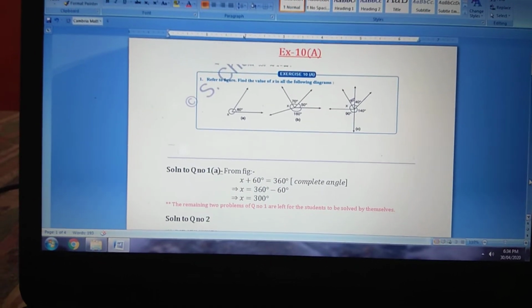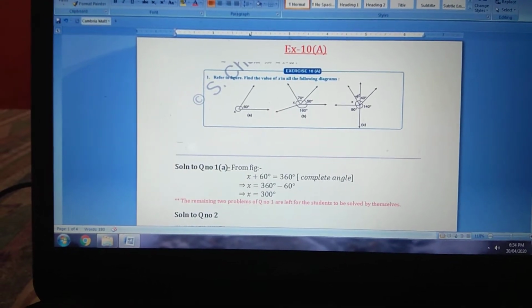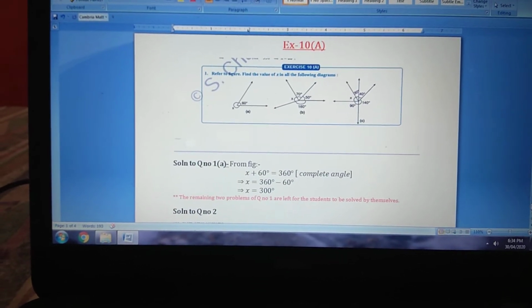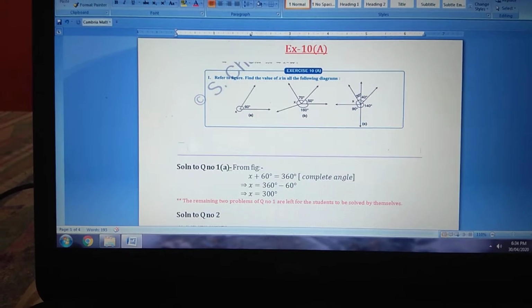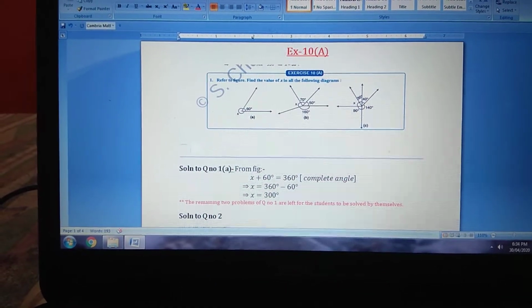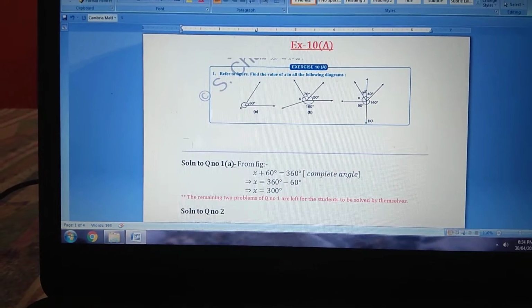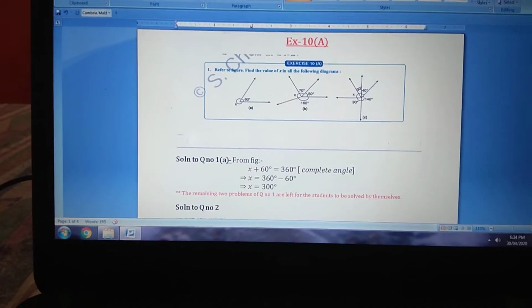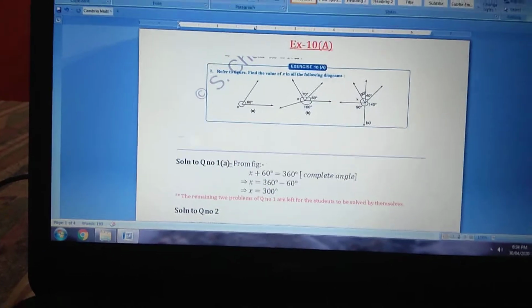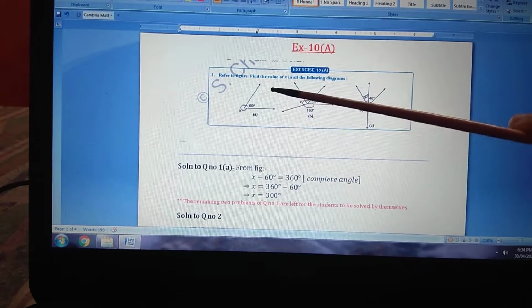One thing you should remember: while solving any geometrical problem, you have to draw the figure. It is not possible for me to draw the figure, so I have cut the book's pages and pasted them here, but you have to draw it in your notebook using a ruler and pencil. So let's have a look at question number 1, part A.